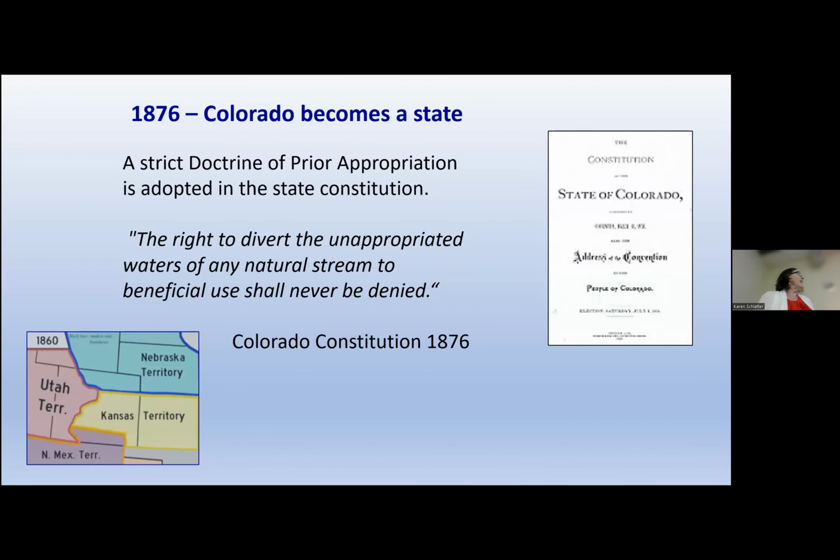We so much liked the prior appropriation doctrine that our forefathers put it in the Constitution: the right to divert the unappropriated water of any natural stream to beneficial use shall never be denied. Now, what if there are too many users on the river? Well, you can still get a right. It's just going to be really junior.